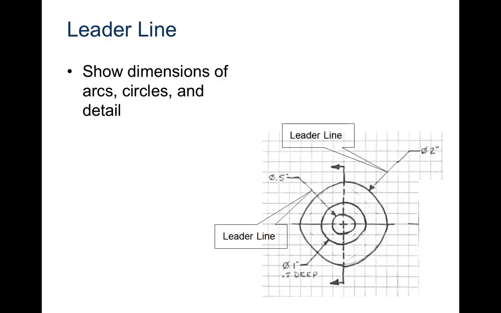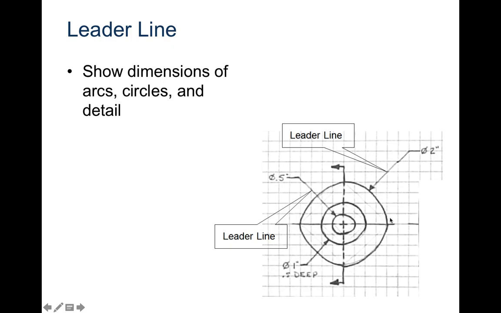Okay, leader lines, kind of obvious what they do. They lead you to something. So don't get confused by this pointing to a line. It's kind of like we've got a leader line to a leader line. Anyways, the leader line points to a feature. In this case, it's pointing to the circle. And this is saying, here's the diameter of the circle. It's 2 inches.